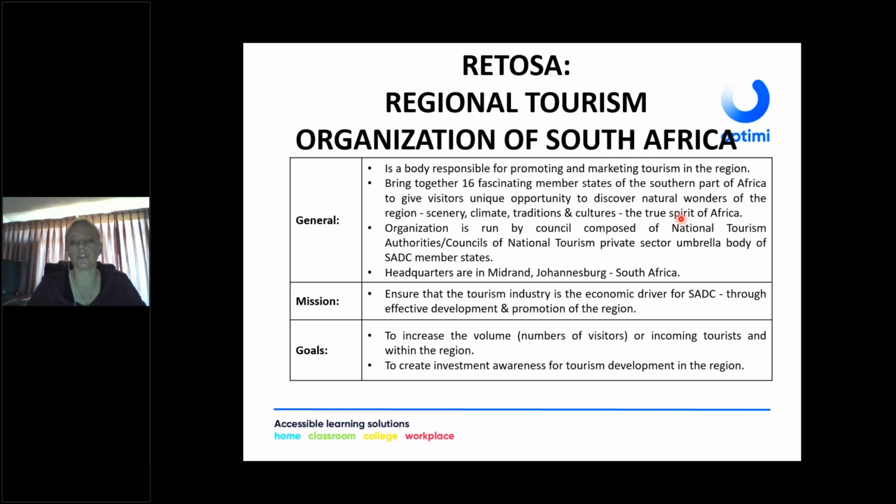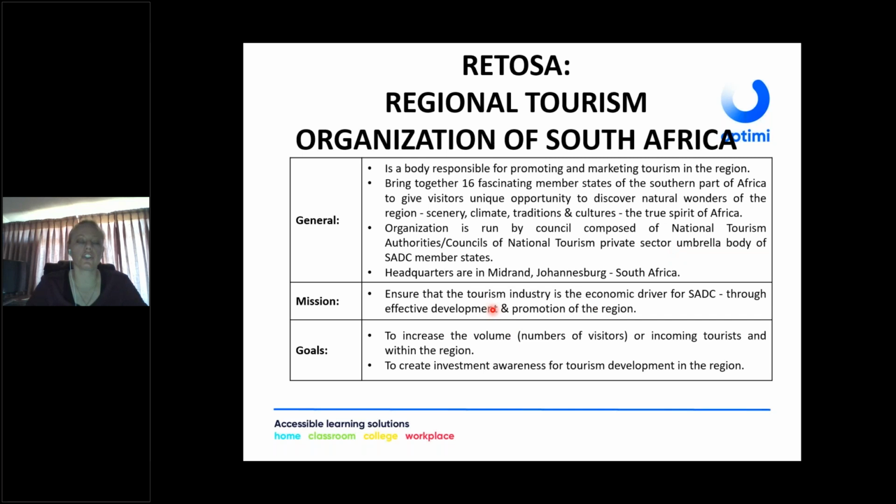The organization is run by a council composed of the national tourism authorities and councils of the national tourism private sectors, which is then also an umbrella body for the SADC member countries. And the headquarters for RETOSA is in Midrand, Johannesburg in South Africa.